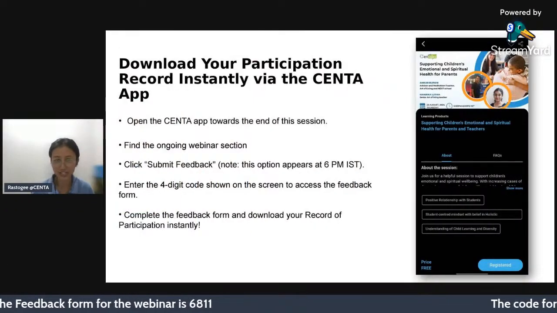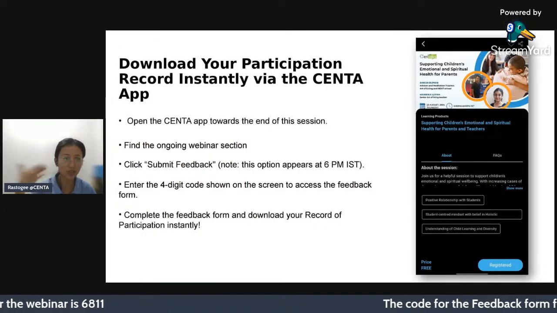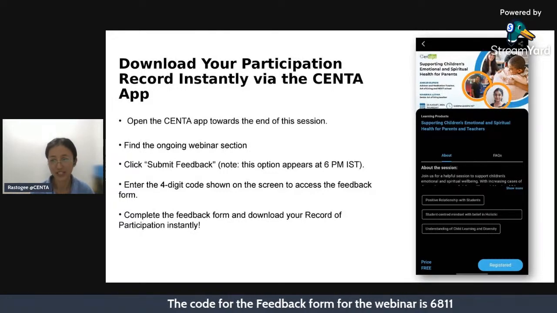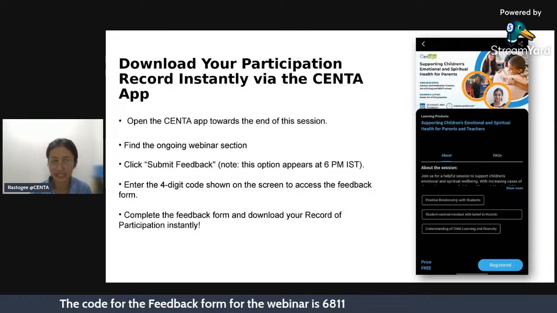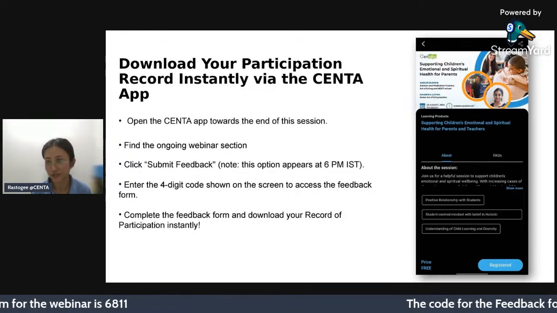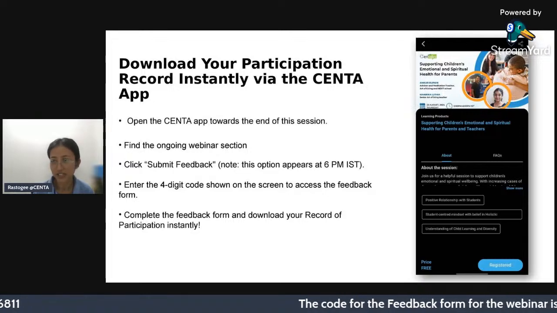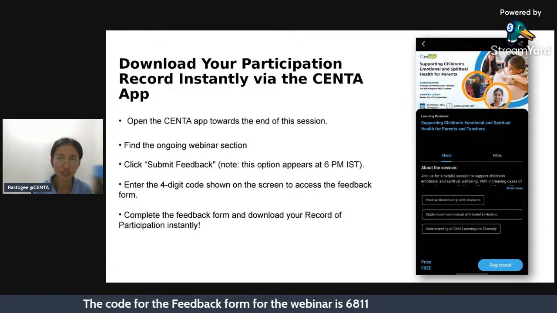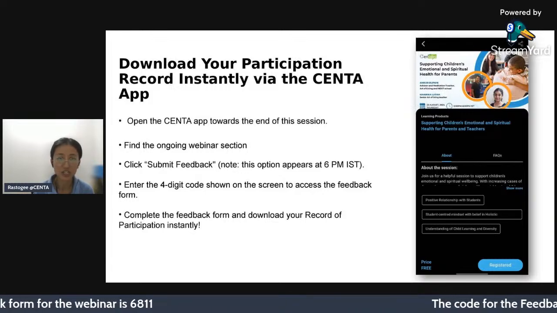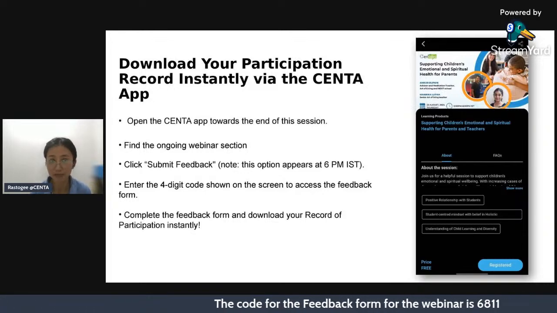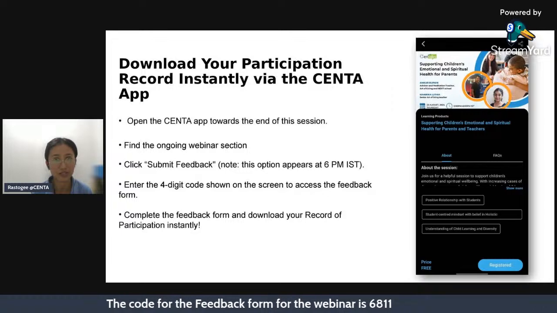Before we go back to the session, there are a lot of queries, so I am quickly going to walk you through how to download the feedback form. This is a very crucial part because many tickets have come in. This is only if you have registered for the session. In case you have not registered, please ensure that next time you register, because the record of participation and the feedback form are available only if you have registered for the session.